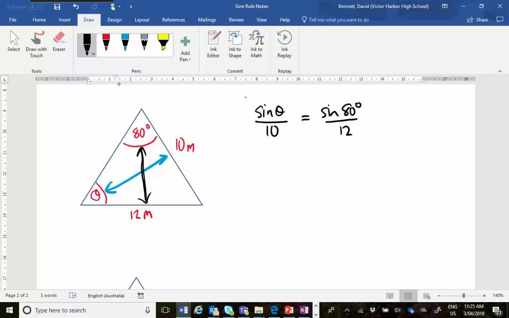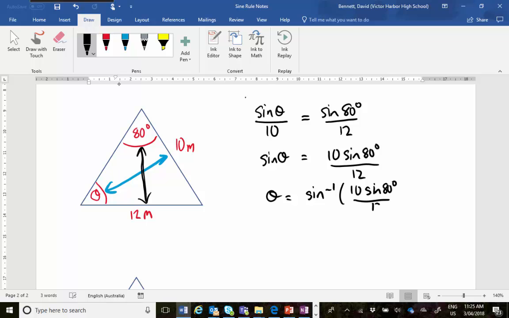Now, because we're dividing by 10 on that side, we want to get rid of it, so we have to times by 10. So sine of theta equals 10 sine 80 degrees all over 12. Now, we want to work out our angle theta, so theta is inverse sine of 10 sine 80 degrees all over 12. Once you get really good at this stuff, you could possibly skip that step.